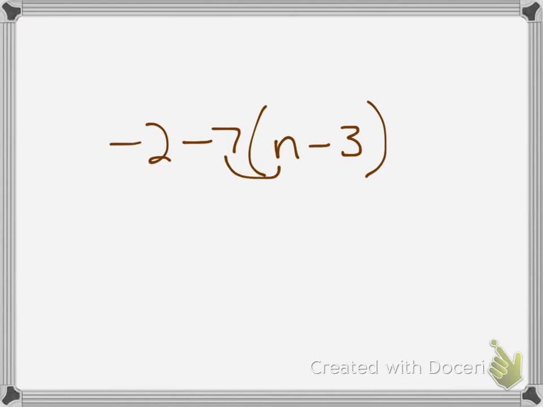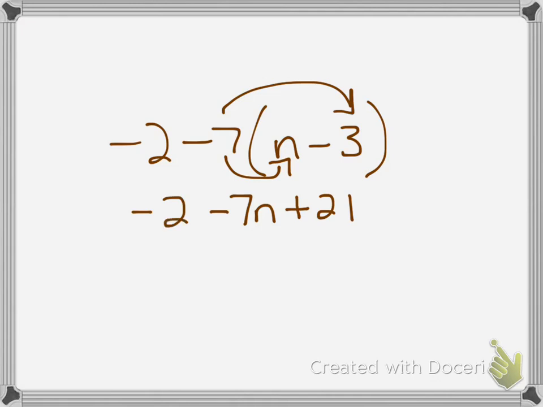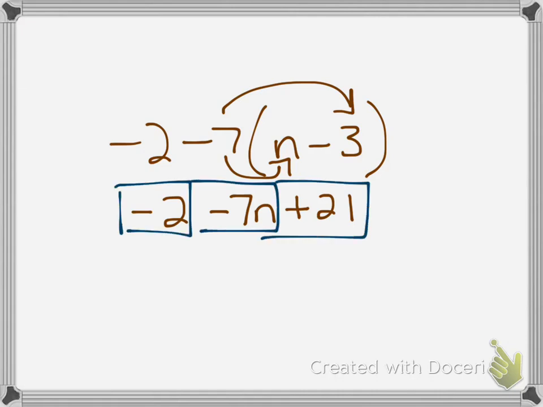All right, that was kind of an easy version of something that might have been in that test question. Let's try something different. There was a question kind of like this. The first thing I have to do is distribute. Negative 7 times n is negative 7n. Negative 7 times negative 3 is positive 21. I bring that down. Now I have to look at this and see, how many terms do I have? I have negative 2, negative 7n, and plus 21.